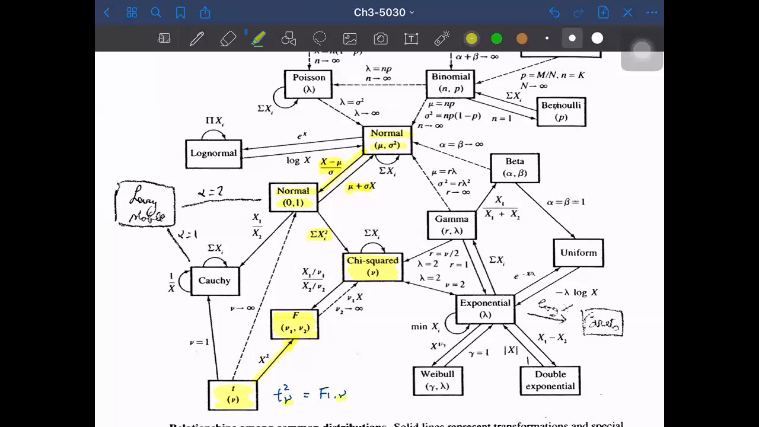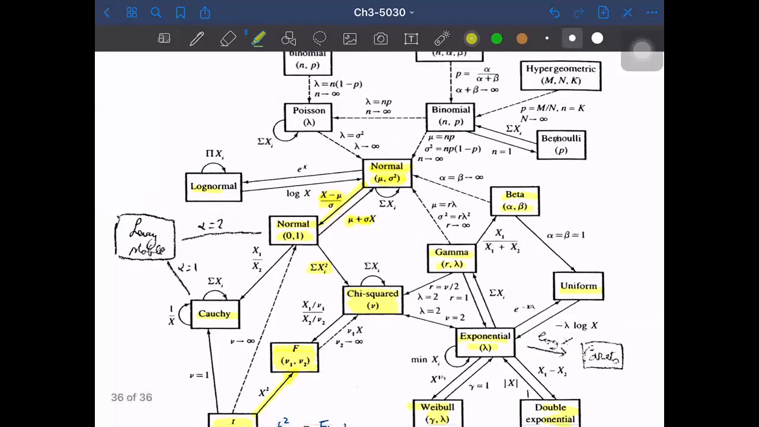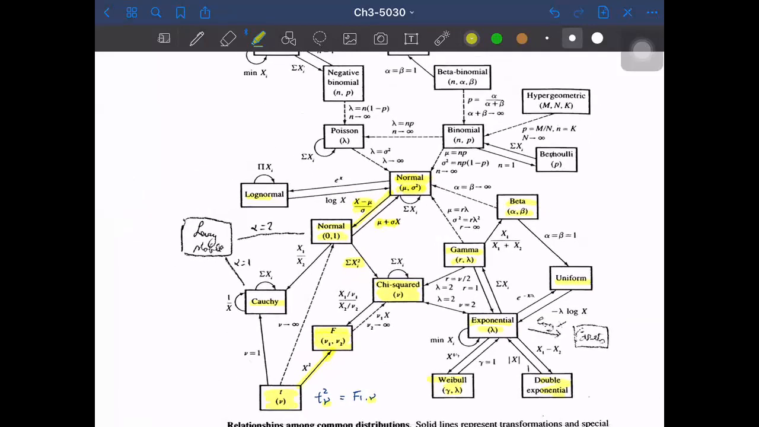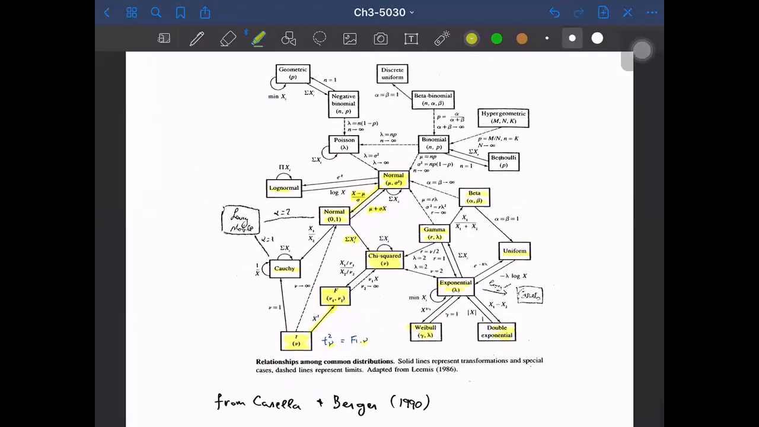And some other famous distributions are here, such as Cauchy, log normal, gamma distribution, beta distribution, uniform, exponential, Weibull, and double exponential. So if you see this map, you can see how distributions and random variables are constructed from more basic random variables. Okay, so this is the end of chapter 3.